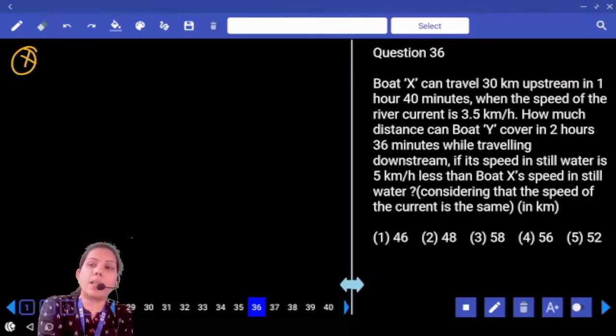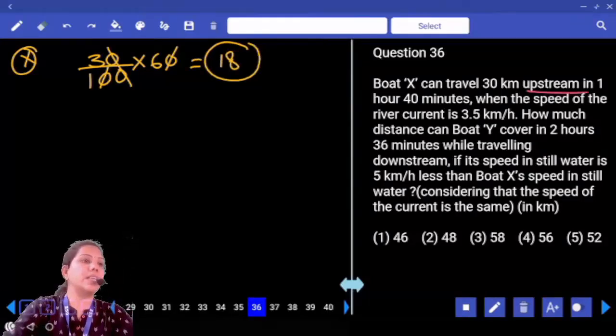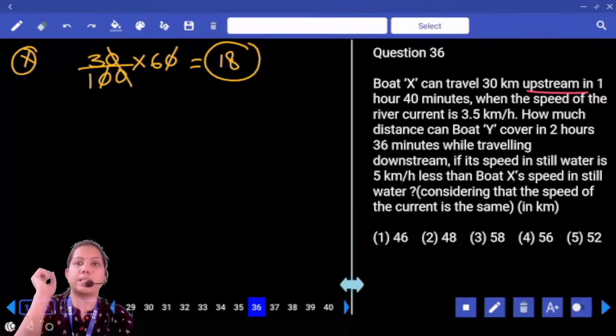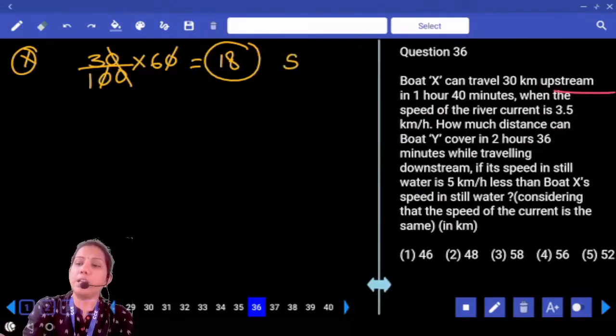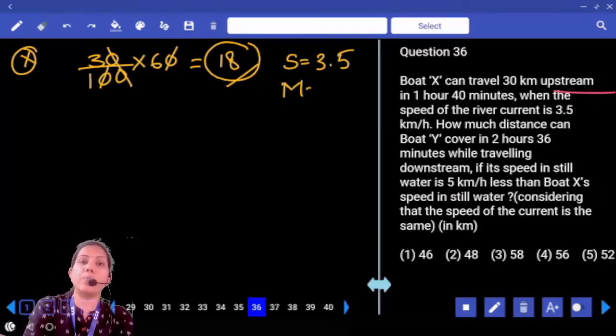So what is the speed formula? Distance by time. What is time? 100 minutes. 100 minutes to hours conversion, it is divided by 60. Two zeros and zeros cancel. What is 18? Upstream speed. It is the information about upstream. Upstream means M plus S or M minus S? M minus S value is equal to 18 for boat X. And what is S value in your question? 3.5. M minus S value is 18 and S is equal to 3.5. Then what is M value?